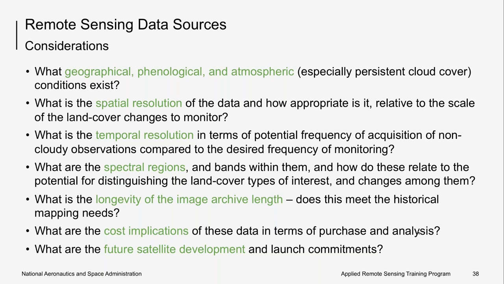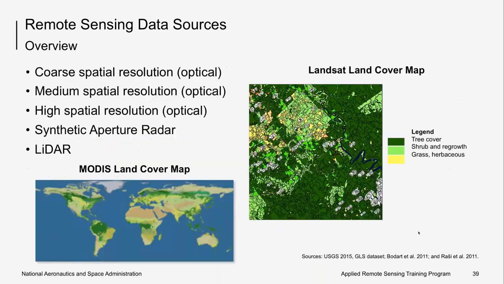So additional considerations may be spectral resolution, and this refers to the number of bands within a particular wavelength range. So the higher the spectral resolution, the greater the ability for a sensor to distinguish between different features on the ground. The specifics of these types of resolutions are covered in the fundamentals, so please refer back to that training for these types of questions. Also, the length of the record, the cost of the analysis, particularly for high-resolution imagery, and the future satellite development are all important things to think about. So these are especially important if you are planning to monitor a specific region over a long period of time.